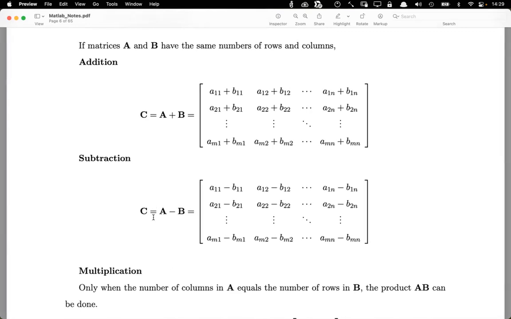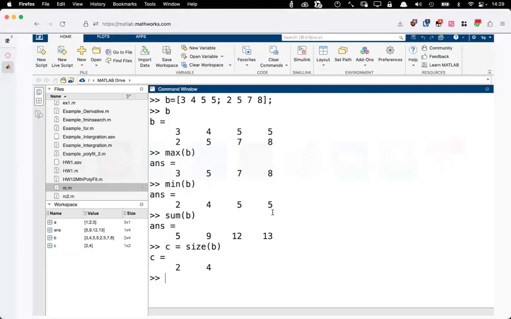Similarly, for subtraction, C equals A minus B. The elements do subtraction: A11 minus B11, A12 minus B12, A22 minus B22, like that. So we can do this in MATLAB.